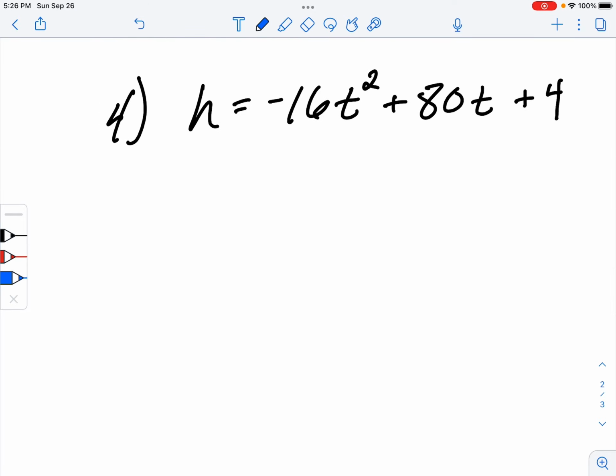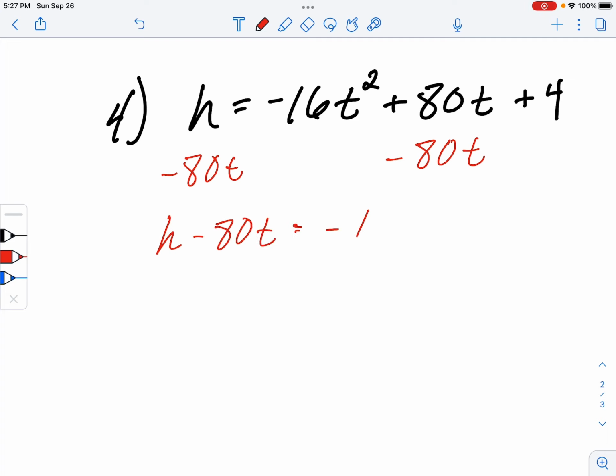And finally, similarly to the previous one, the easiest way to rearrange an equation like this is to just subtract either of these pieces that are added. So I could, for example, subtract 80t from both sides, and that would be a nice easy way to rewrite this equation. We would end up with h minus 80t equal to negative 16t squared plus 4.